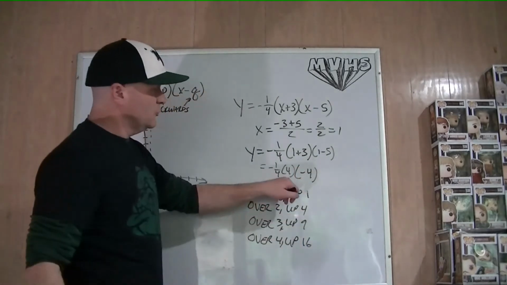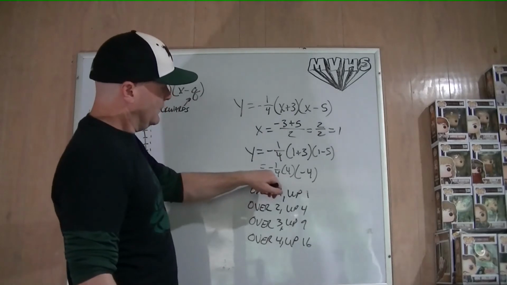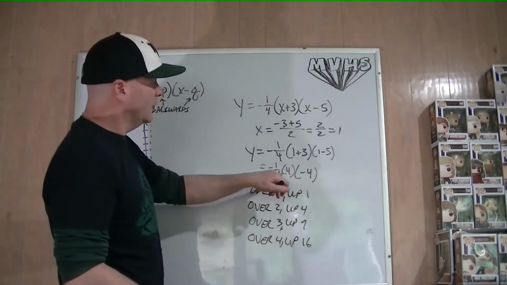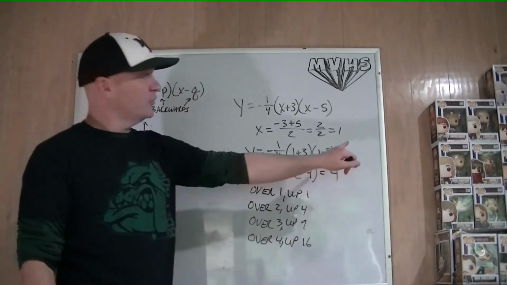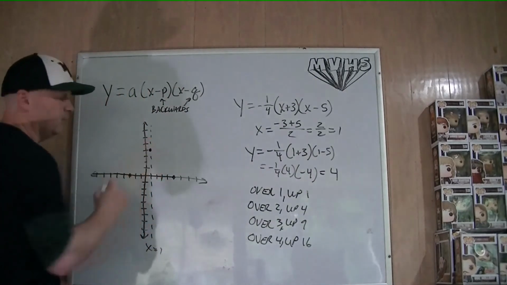And remember, these two numbers should always be opposites. If they're not, you messed something up. And then, let's see, negative 1/4 times negative 4 is just positive 1. Positive 1 times 4 is positive 4. That means our vertex is 1, 4. So over 1, up 4.